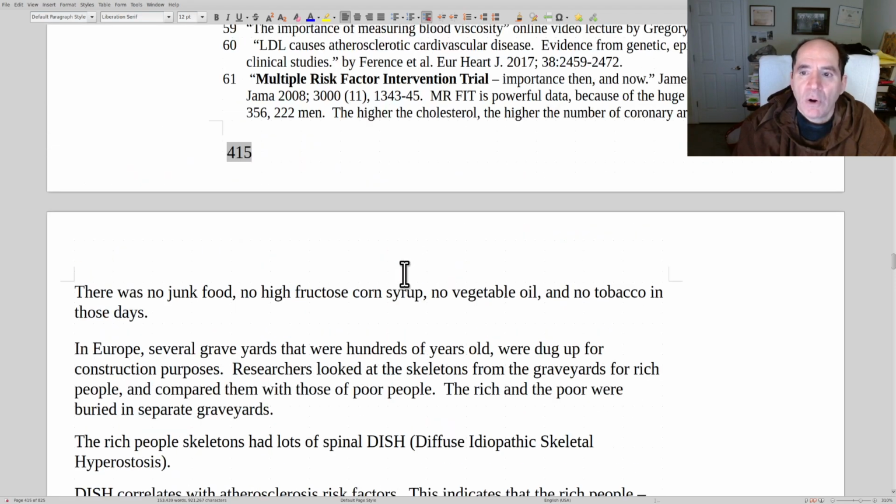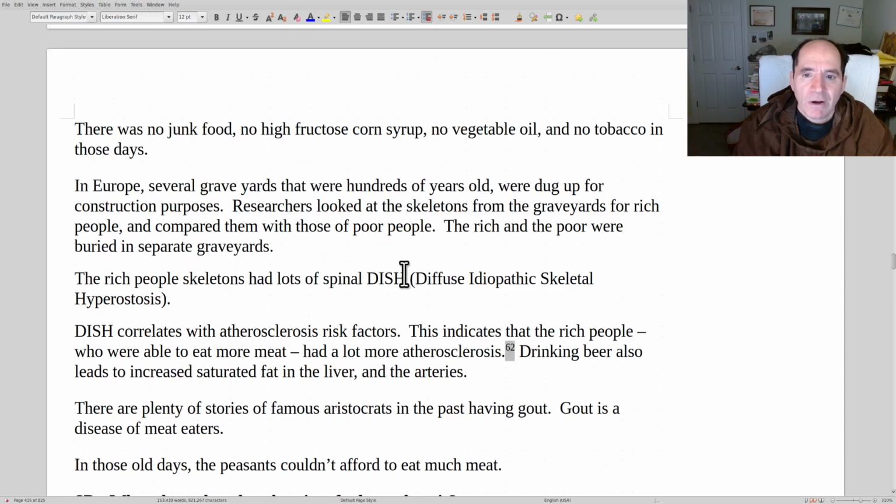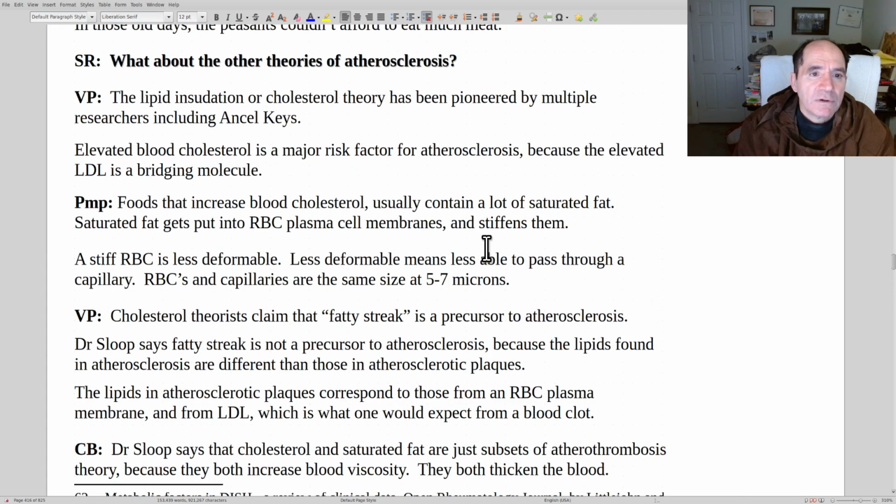Back in those days, it was probably from the fat, because there weren't all these other complicating variables like vegetable oil or tobacco or high fructose corn syrup or processed food. There have been other epidemiology studies, like in the graveyards of Europe when they did construction on them, that showed the people who were eating the high-fat diets, the aristocrats, had all these manifestations of it, including DISH in their spines, whereas the poor peasants eating turnips had much less of these things, suggesting atherosclerosis. Lots of famous aristocrats, kings and whatnot, had gout in the past from their high meat diets. In the old days, peasants couldn't afford much meat.